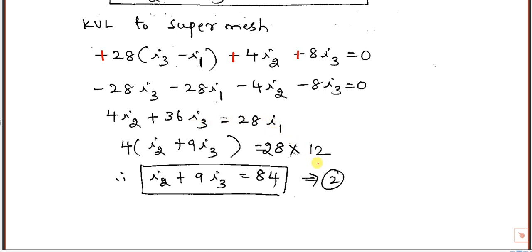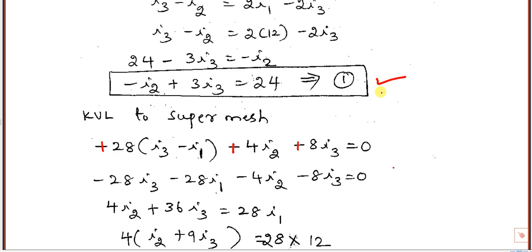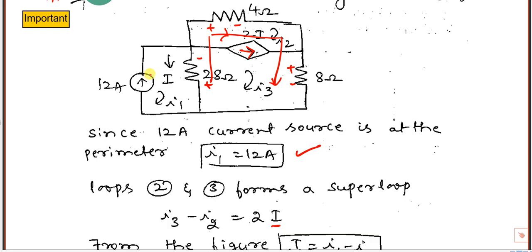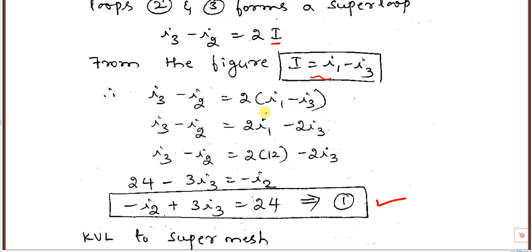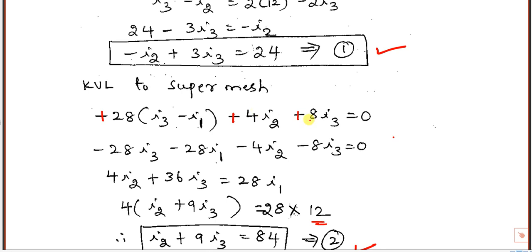I1 value we know. Substitute the I1 value and we'll get another equation: I2 plus 9 I3 is equal to 84. So two equations we got. Out of three, one is known, I1. Only two unknown variables are there, I2 and I3. We can write equation number 1 and 2 in the form of a matrix, with I2 and I3 is equal to the right side values 24 and 84. And you can solve using a calculator.